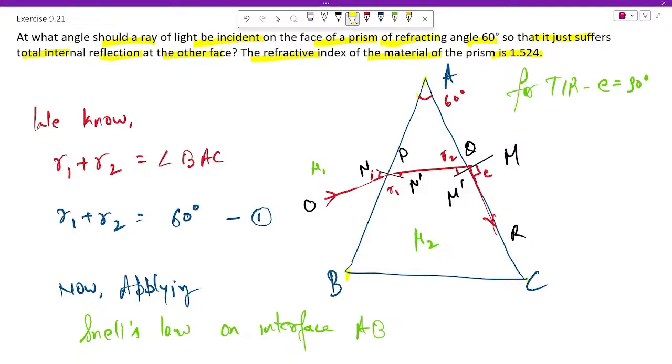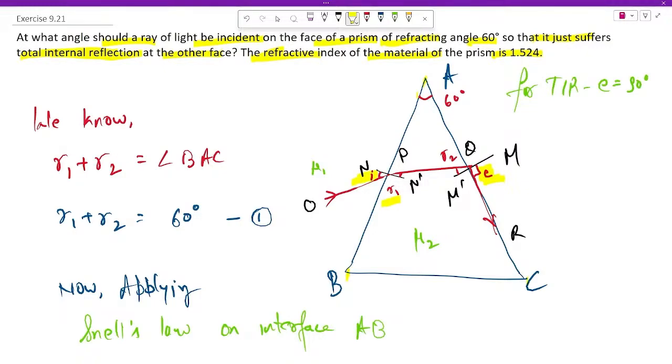Now on the face AB, the incident ray makes an angle of incidence i with the normal, and it goes into the prism with the angle of refraction r1. Now it strikes the second face AC with an angle of incidence of r2, and it goes out with an angle of refraction e, or angle of emergence. Now in our question it is said that on the second face total internal reflection should happen, or the angle of emergence should be equal to 90 degrees. So for that condition we have to find out what would be the value of i.